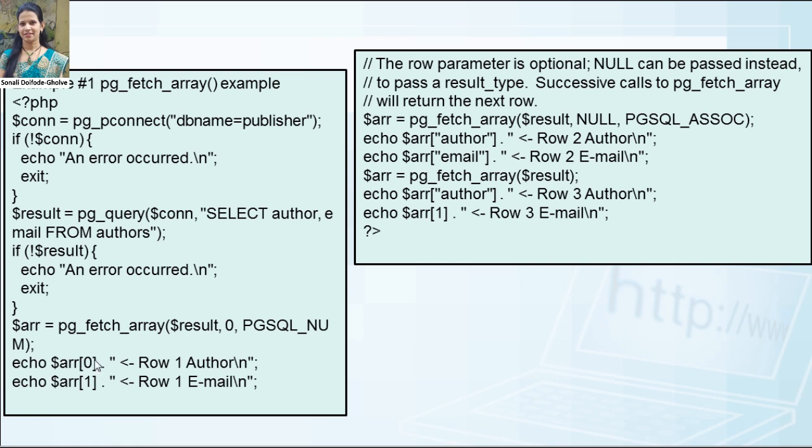Okay, $array, display the content here. The row parameter is optional. Null can be passed instead, to pass a result type. Successive calls to pg_fetch_array will return the next row. $array equals pg_fetch_array, here is $result, null, PGSQL_ASSOC. Okay, and here echo $array author, here author, $array email. Then $array equals pg_fetch_array result.